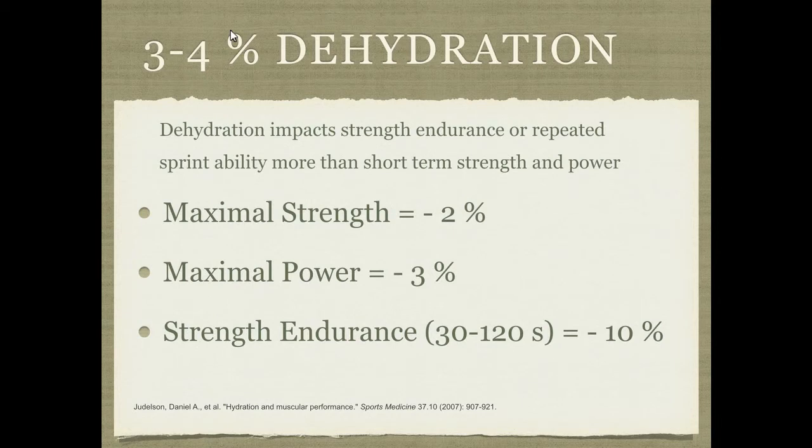Well, if you look at 3 to 4% dehydration, you have -2 and 3% declines in maximal strength and maximal power, respectively. However, strength endurance, like a set of 12 reps, for example, on squats, which is around 30 to 120 seconds of all-out work, you get -10%. So the more it becomes like endurance, the greater decrements that you'll get.